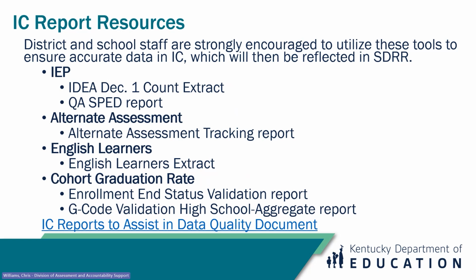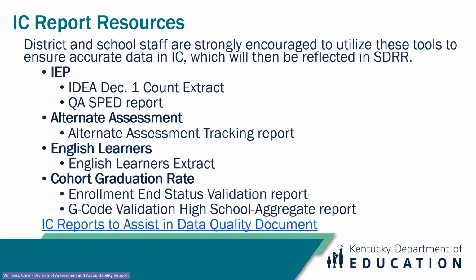For alternate assessment, you want to look at that alternate assessment tracking report. And for your English learners, you want to look at their English learner extract, making sure that these students are accurately showing up when you run these reports. That way, it will ensure that when we pull the data from Infinite Campus, your students will pull correctly into SDRR for spring rosters. For cohort graduation, there are 2 reports: the enrollment in status validation report and your G-code validation high school aggregate report. This is going to be valuable when working with the 4-year and 5-year cohort graduation rate.